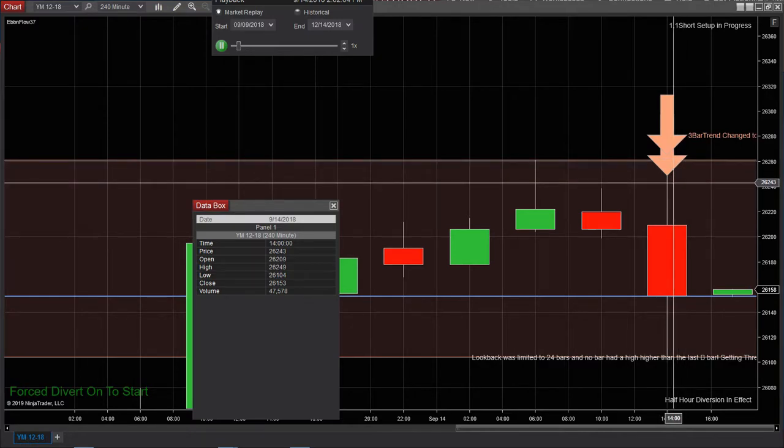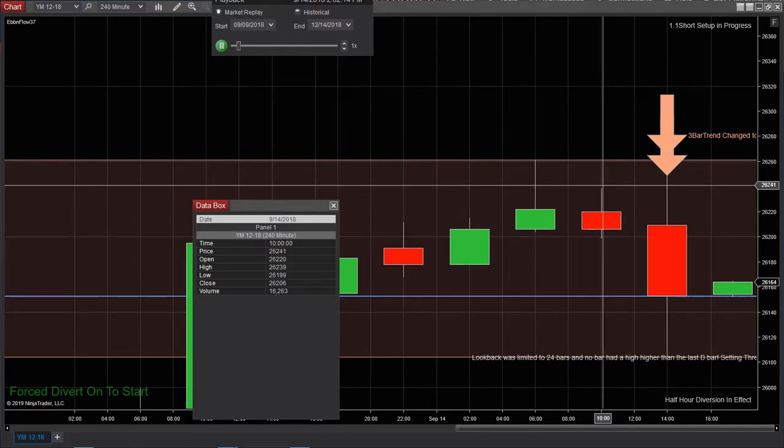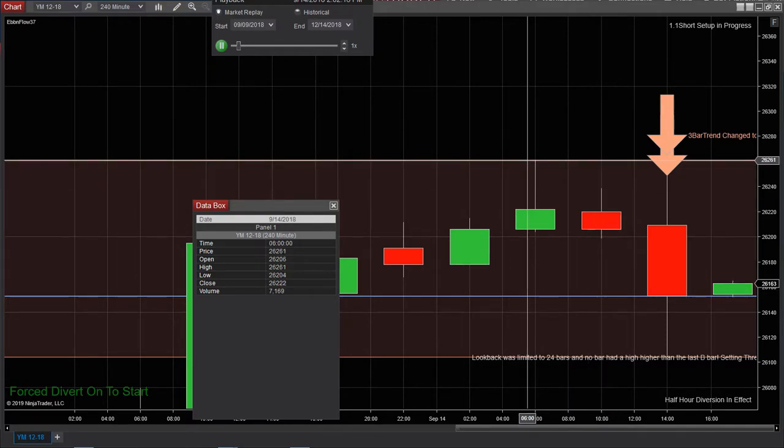All right, so if I mouse over this, I can see that the top of this bar is at 26,249 right there. Okay. If I look over, this one's lower, so this one doesn't count as a second one, but this one does count as a second one. So this is our second one. Now we're looking for a third one.